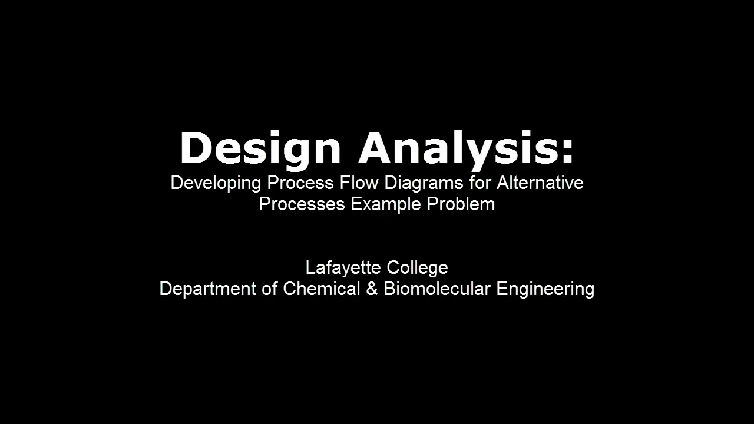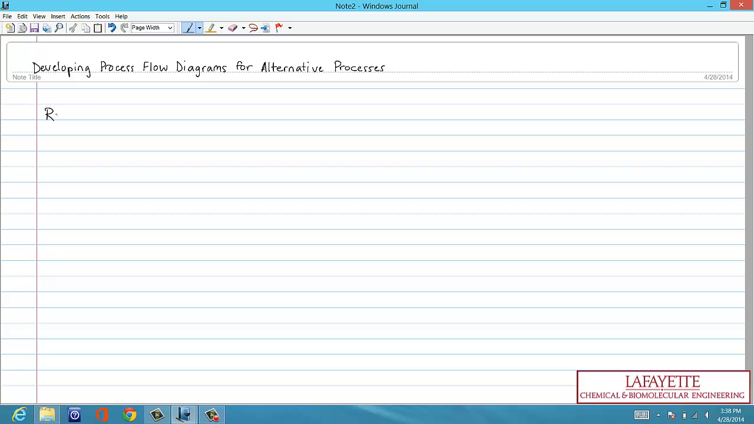This screencast represents a sample design analysis homework problem for developing process flow diagrams for alternative processes. The problem gives two different reaction routes used to produce desired solvent S from feed material A.